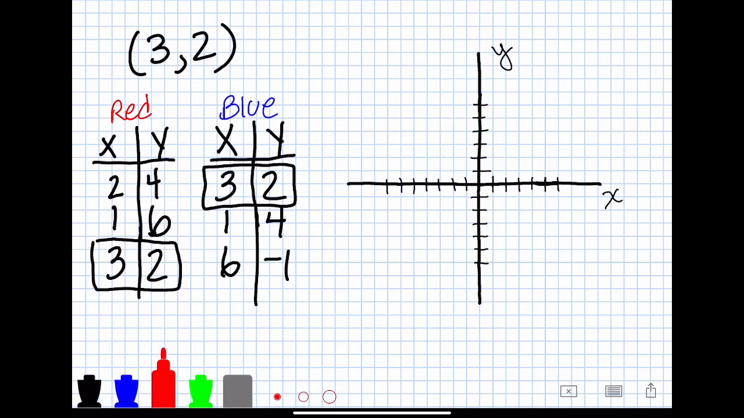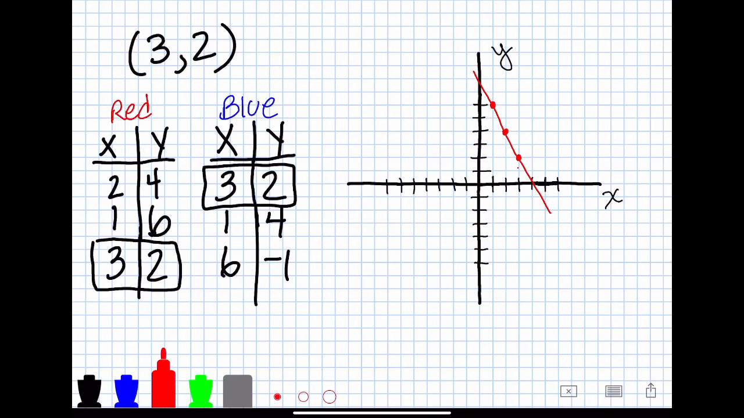Let's plot these points. I'm going to do this table in red and this one in blue. So the point 2, 4. Going to go over the 2 on the x-axis, up 4: 1, 2, 3, 4. Going to put a point there. 1, 6. Going to go over 1 on the x, up 6: 1, 2, 3, 4, 5, 6. And then 3, 2. Going to go over 3: 1, 2, 3, up 2: 1, 2. And now I'm going to draw my graph.